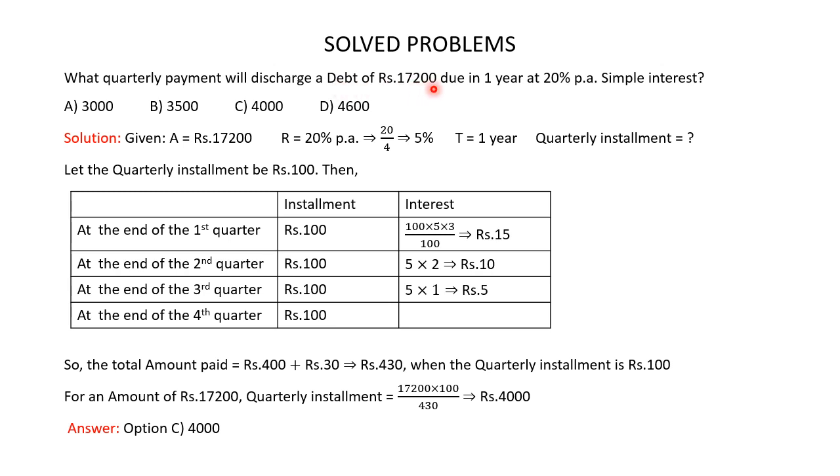So here debt is given. Debt is nothing but amount. So amount is rupees 17,200. Rate of interest is given as 20% per annum.